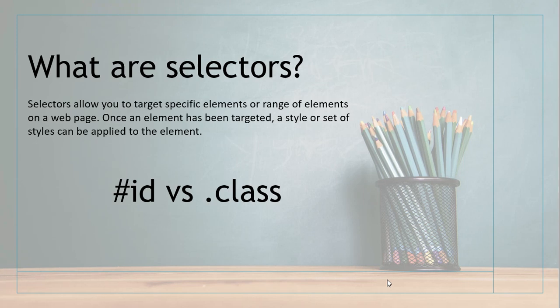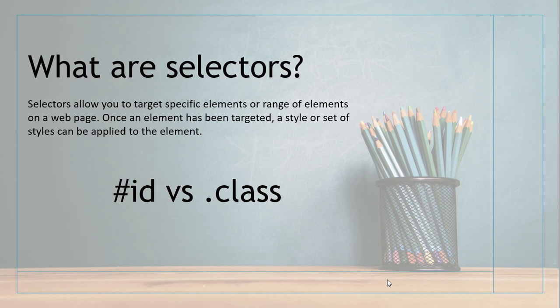So, what are selectors? Selectors allow you to target a specific element or range of elements on a web page. Once an element has been targeted, a style or set of styles can be applied to the element. When we are designing a web page, you will want certain styles to apply to a specific element of the page. For instance, you may want to set the text color of all p tags to green or change the font size of a header.